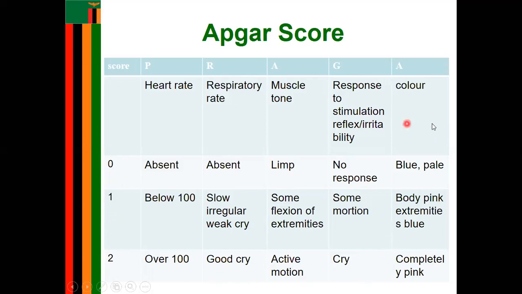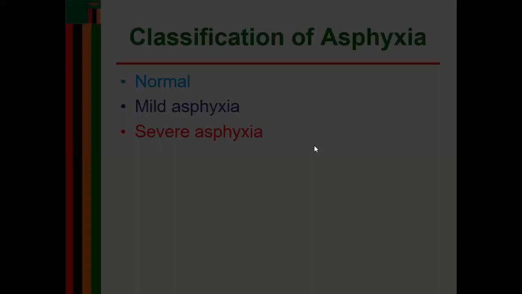And the last thing is appearance, where you are looking at color. If the baby looks bluish or pale, you'll give a score of 0. If the baby has a body which is pink but extremities which are blue, you give a score of 1. But if the baby is completely pink, you are going to give a score of 2. So pink is a good sign, meaning this baby has oxygen being delivered to all body tissue. So that is the APGAR score, and that's how you can grade on the APGAR score.